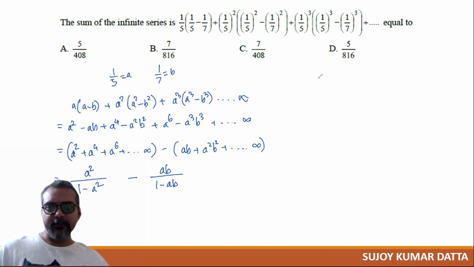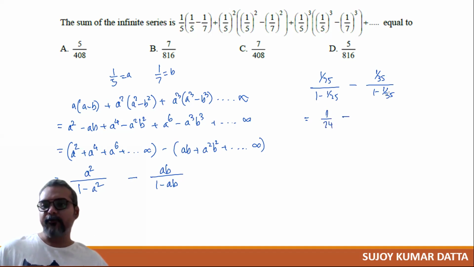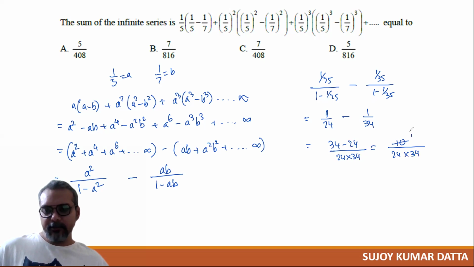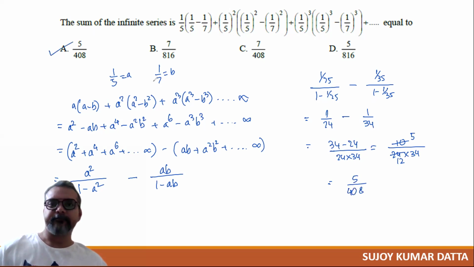Now here we can plug in the values. So A squared is 1 over 25, 1 minus 1 over 25. AB is 1 over 35, 1 minus 1 over 35. So the denominator here is 24 over 25, so that's 1 over 24. And here it is 34 over 35, so that is 1 over 34. So it's (34 minus 24) upon 24 times 34. That's 10 divided by 816, so that comes out to be 5 divided by 408. So that is the first option.